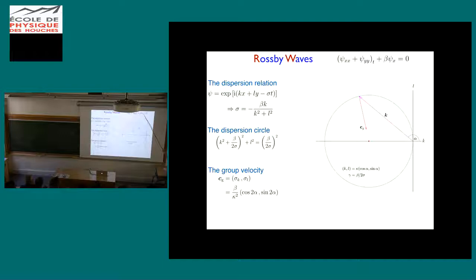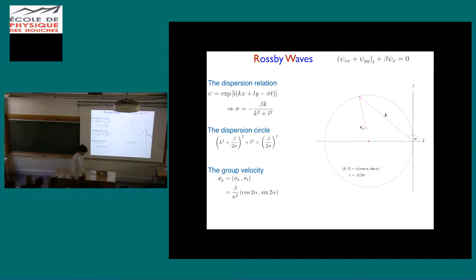So when we face a linear equation like this, we look for solutions like e to the i k x plus i l y minus i sigma t. We substitute in, and we immediately get the dispersion relation, which is the relation between the wave frequency and the wave numbers k and l. So this is the way that the dispersion relation is normally written. However, if we want to think geometrically about this, we can go into the wave number plane with axes k and l, and we can rewrite that dispersion relation like this, and that's the equation of a circle in the wave number plane. So this is the circle in the wave number plane, and all wave numbers on this circle have the same frequency sigma.